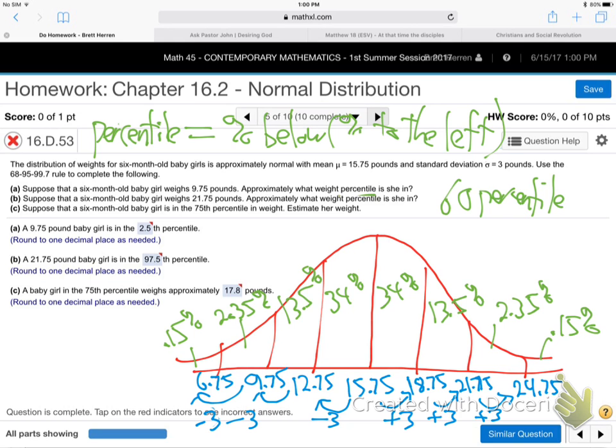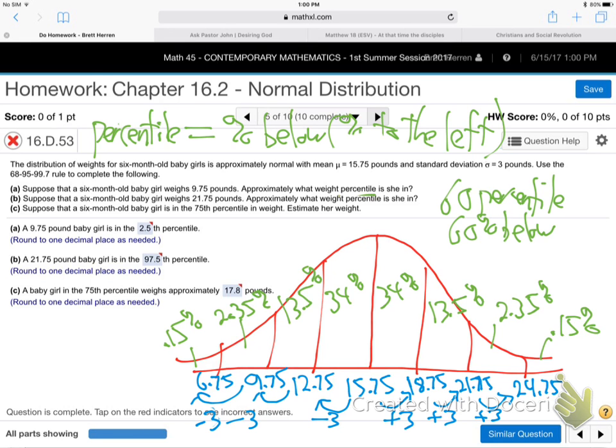Same thing with the baby weights. When you say the baby girl's weight was 60 percentile, it means 60% of baby girls are below her, so she's heavier than 60%. Does that make sense? So 60 percentile means 60% below. That's pretty good. More than half are below you. So percentile means percentage below. You really should know that. They use it all the time in real life.